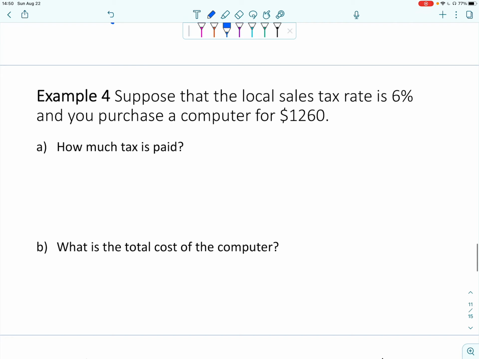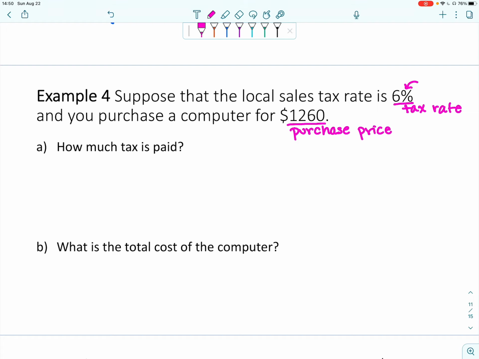So right here we have, suppose that the local sales tax rate is 6% and you purchase a computer for $1,260. How much tax is paid? So we're just going to find out how much additional you are going to have to pay at the register in sales tax. So you know that the computer is going to cost $1,260, but how much additional are you going to have to pay in tax? So the computer has a purchase price of $1,260. And then this is the tax rate.